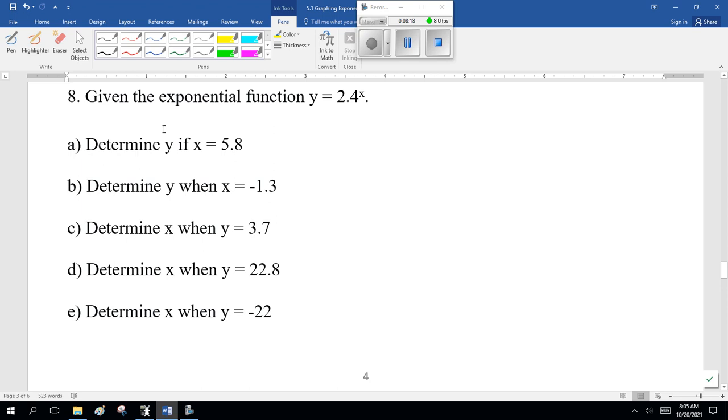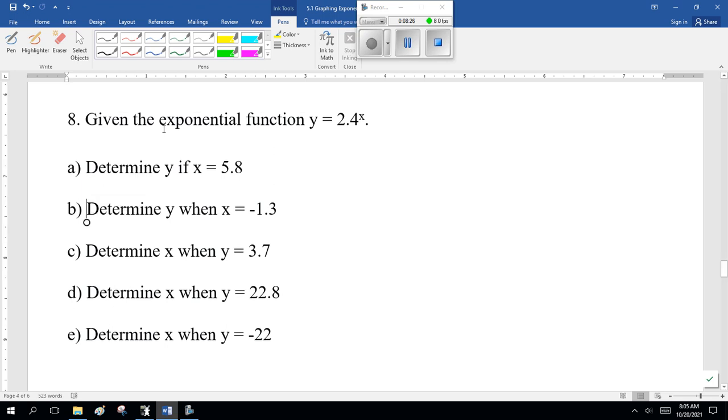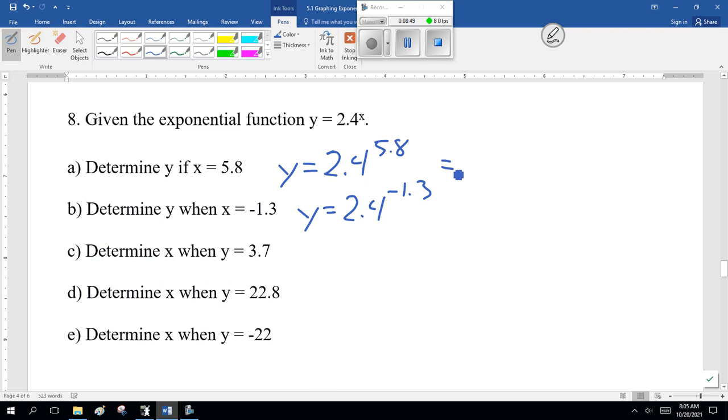Now, yes, sorry, my apologies. Let's go on. Given the exponential function y equals 2.4 to the x, determine the following. Determine y when x equals 5.8. Now, some of these are pretty straightforward, so you grab your calculator. This is y equals 2.4 to the 5.8. Y equals 2.4 to the minus 1.3. Grab your graphing calculator. 2.4 to the 5.8, I got 160.4. And 2.4 to the minus 1.3, I got 0.320. Check my math for me, please.